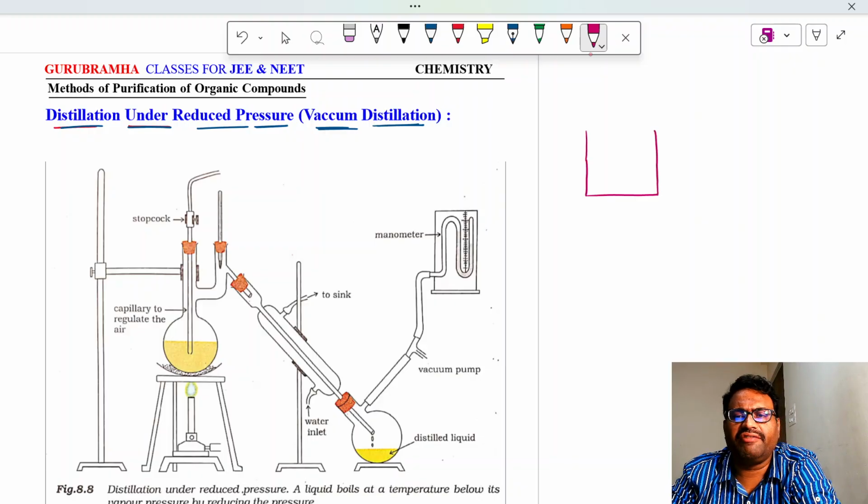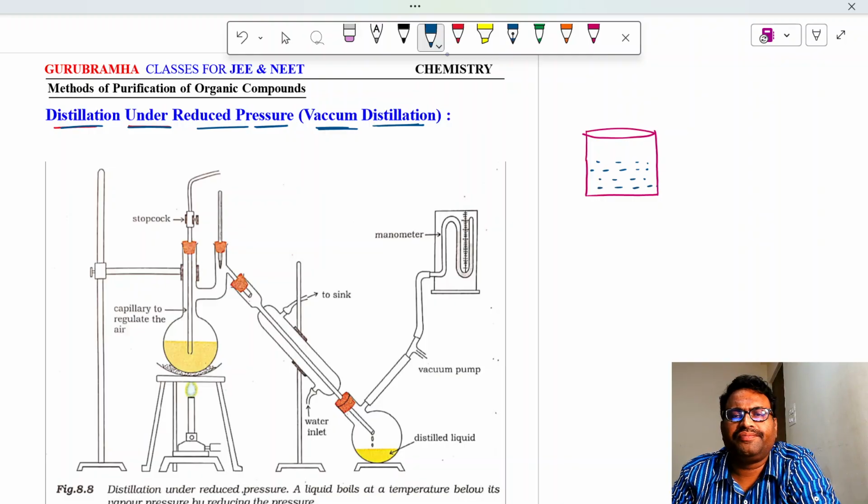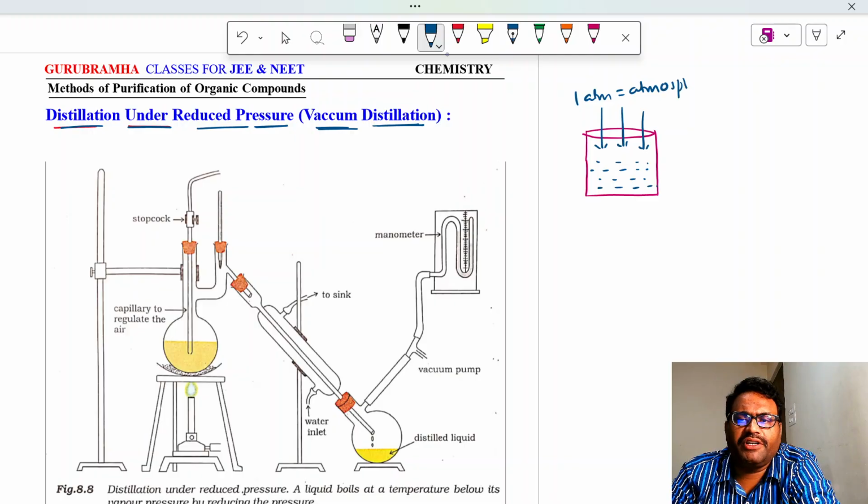Let us take a liquid. This liquid is exposed to the air. Air pressure is how much? Atmospheric pressure, 1 atmospheric, 1 atm. 1 atm is atmospheric pressure on the surface of the earth, sea level surface.